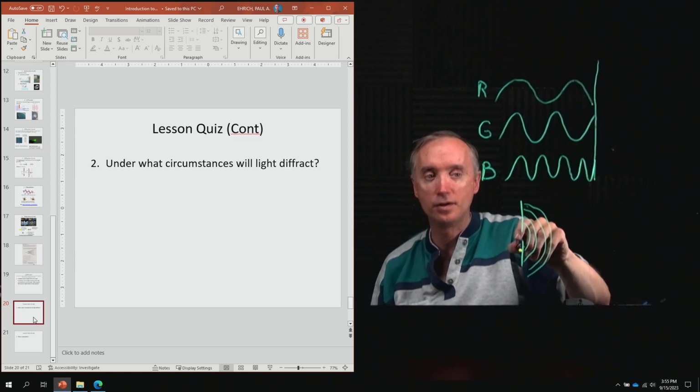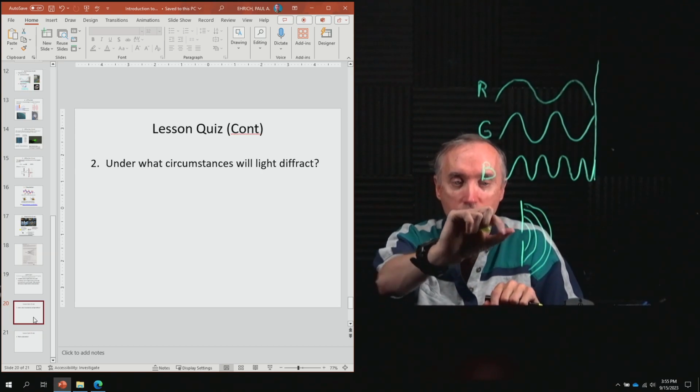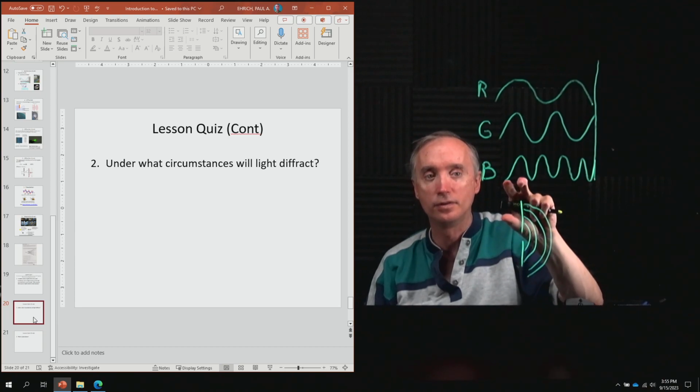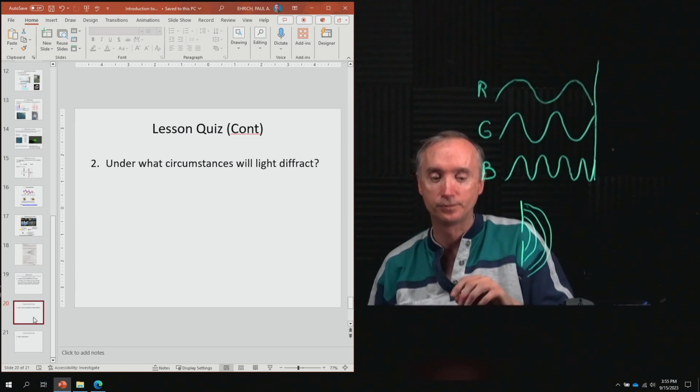So it's going to depend on the wavelength of the light that's going through the hole, and it's also going to depend on the size of the hole. So what's the size of the hole, and also what's the wavelength of light going through the hole, and those things are going to determine how much it's going to bend when it goes through that hole.